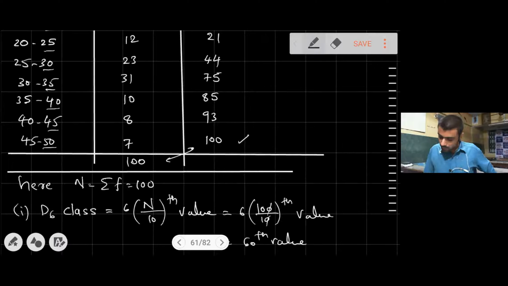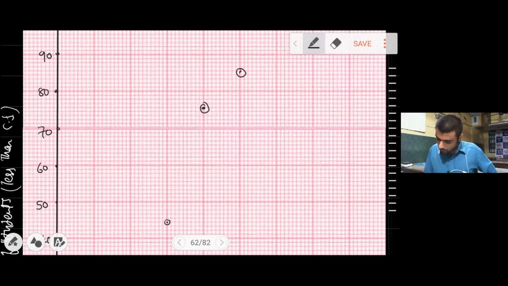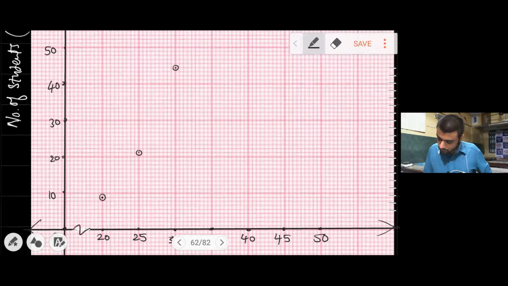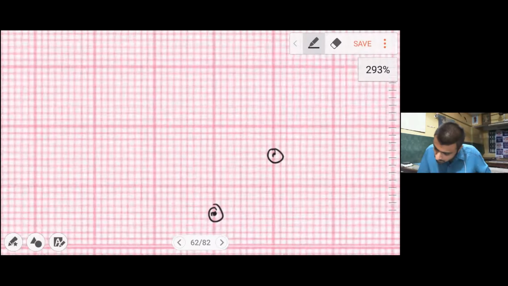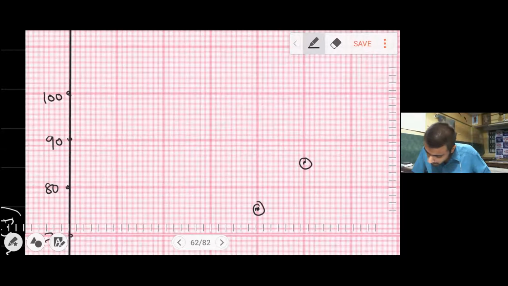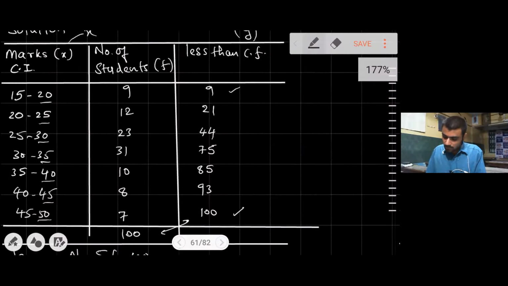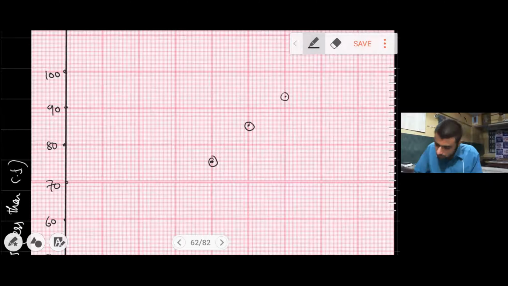45 against 93. This is 90, 91, 92, 93. Very comfortably and very precisely you have to do it, so as not to have any kind of mistakes. And the last one is 50 against 100, that will be the total here.